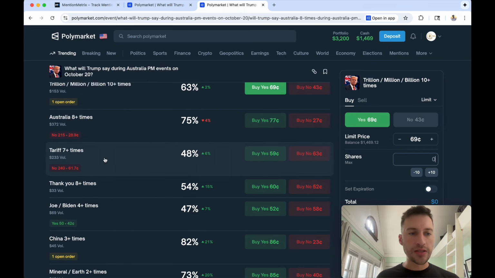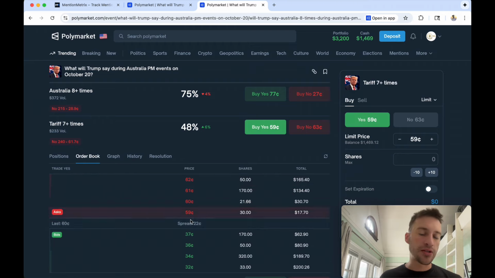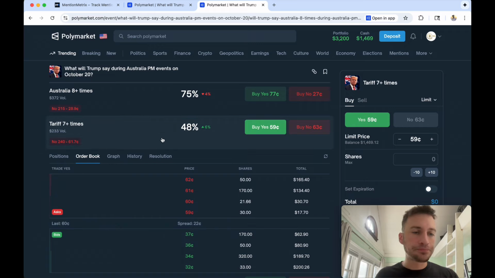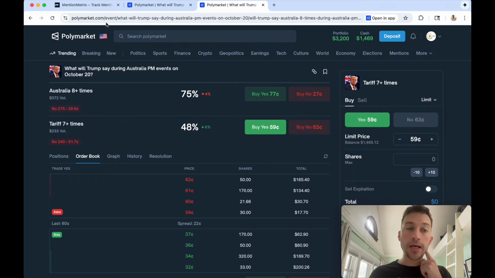Now let's go talk about Tariff 7 times. You can see this is going to pop out because it's a large position. It's risking this much money to make this much. The return is completely meaningless. This return is based off of just the last price traded, so it doesn't mean anything at all. What really matters is, how often does he say the word tariff 7 times? Let's figure that out from scratch.